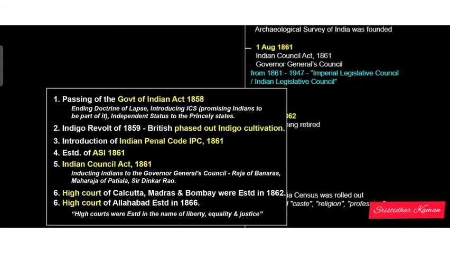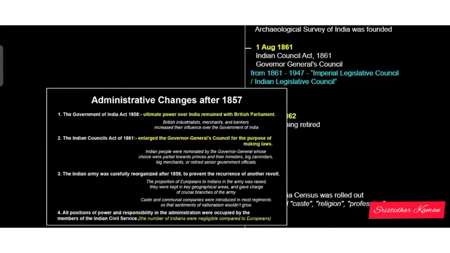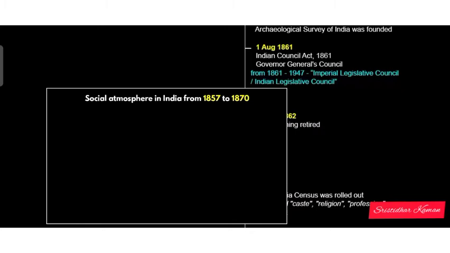So you see, after 1857, the British government wanted to look good in front of the Indian people by passing acts and laws that reflected modern principles of liberty, equality and justice, so that the Indian people support the colonial modernization. But at the same time, the British were also encouraging casteism and communalism by adopting the policy of divide and rule. Now let me summarize the social atmosphere of the period from 1857 to 1870.